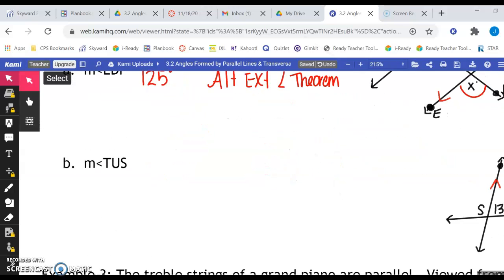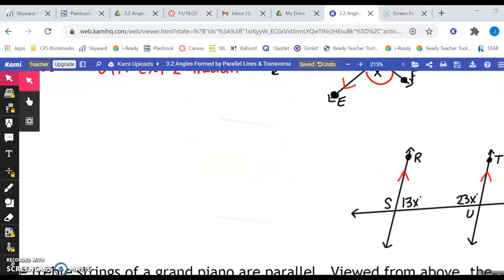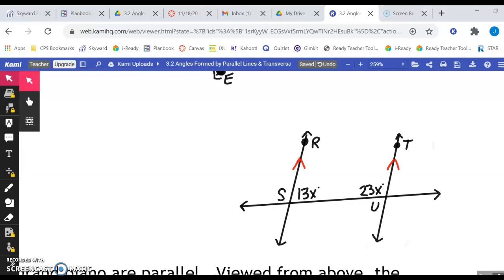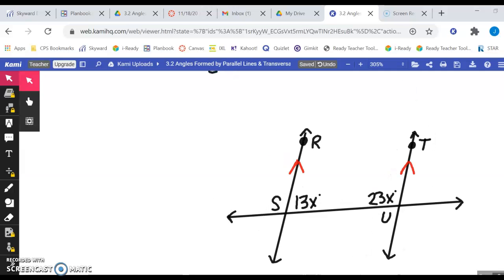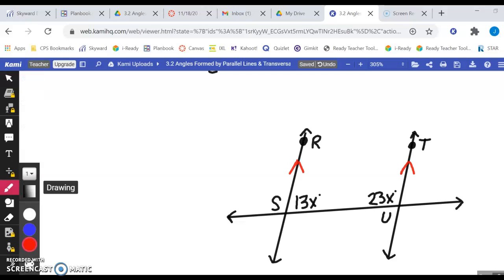Then we have to find the measure of angle TUS in this picture. So TUS is right here, indicated by 23x. The only other thing we know is that this angle is 13x. So looking at those, they are same side interior angles. They're on the same side of the transversal and they're on the inside of our parallel lines. So that theorem tells us that those two angles would add up to be 180 degrees.